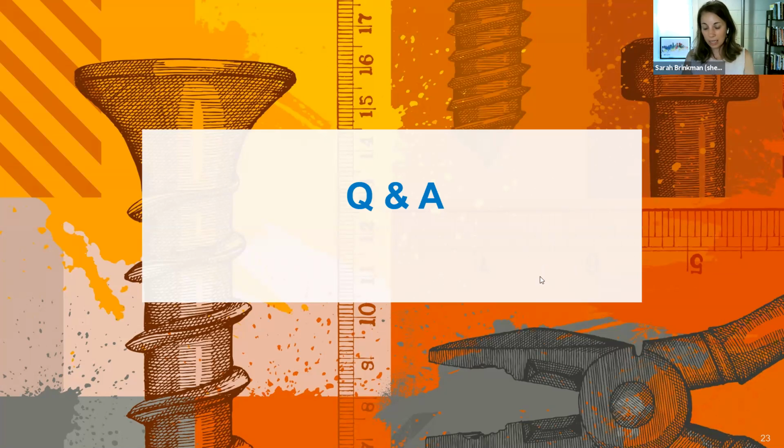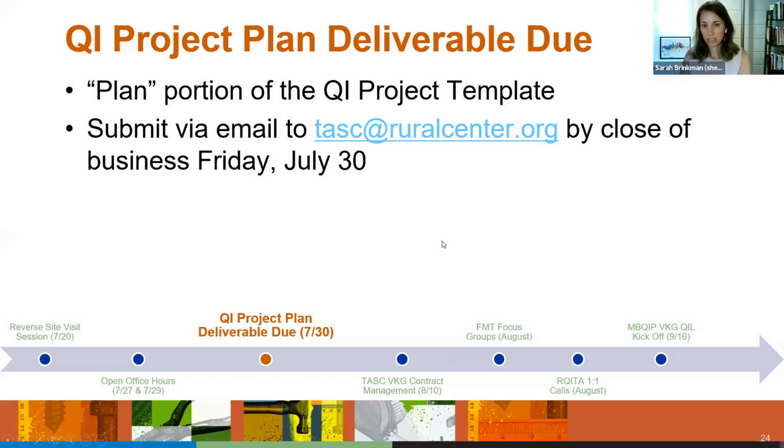Misty is asking how you submit the plan. The submission is to send it via email to task@ruralcenter.org. I think we can say close of business Hawaii time. Let's say midnight, midnight Hawaii time. I'm not going to look at them over the weekend. I don't think anyone else is either. Yep, whatever time zone you're in, just by the end of the day for you on Friday.